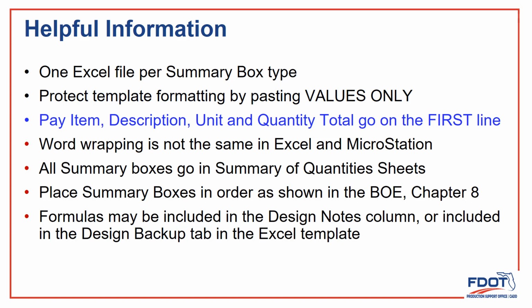When copying from a CSV report, remember to only paste the pay item, description, unit, and quantity total on the first line of the pay item group in the summary box. And remember that the text should all be uppercase. When you get to the next pay item, again, those 4 things only go on the first line.